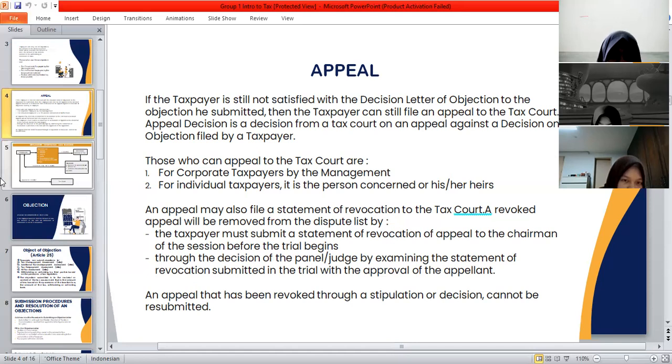An appellant may also file a statement of revocation to the tax court. A revoked appeal will be removed from the dispute placed by the first. The taxpayer must submit a statement of revocation of appeal to the chairman of the session before the trial begins, and the panel or judge makes the decision by examining the statement of revocation submitted in the trial with the approval of the appellant. An appeal that has been revoked through a stipulation or decision cannot be resubmitted. Next, Nuha.